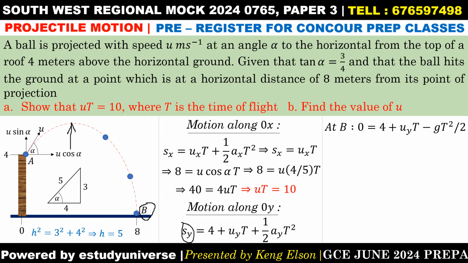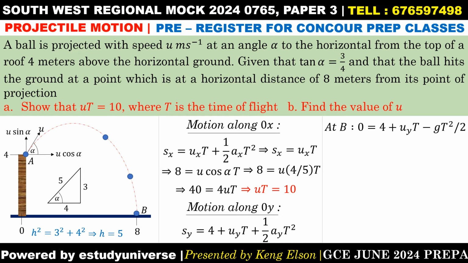But if I just use the fact that when it is at the ground, the vertical distance there is 0, while the horizontal distance is 8, then I can find the value of u. So I just need to replace SY with 0. My 4 remains 4. My UYT remains UYT. My half GT squared becomes minus GT squared divided by 2, because we are going against gravity when we are going upwards. So your A is negative g.